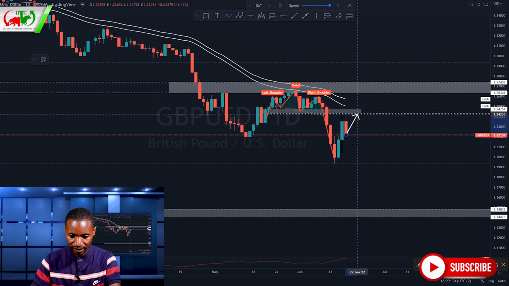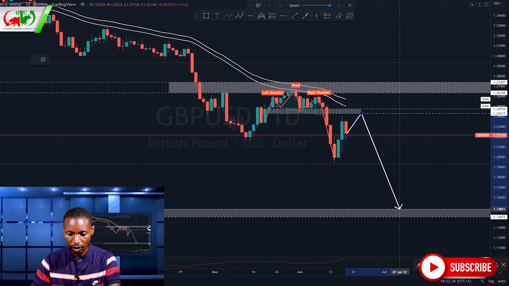In the week of 6th of June, we highlighted this neckline of this head and shoulder. So it is still valid as our area of value. You see that this market is now making a pullback to this zone. Therefore, if GBPUSD manages to continue the pullback, it could find resistance at this neckline of this head and shoulder, and then we'll look for selling opportunities.